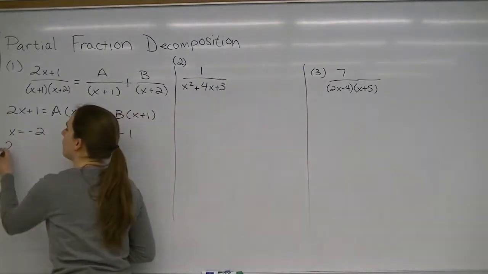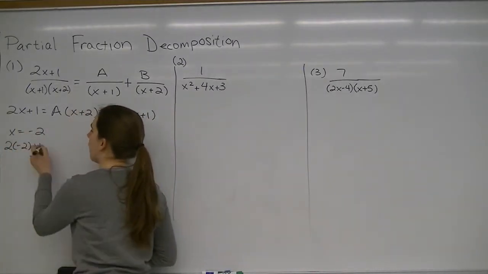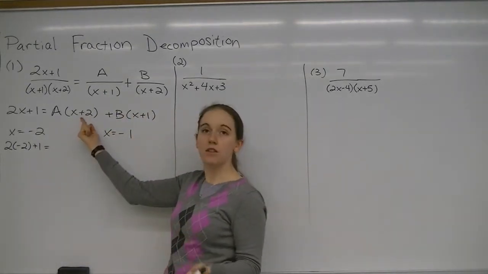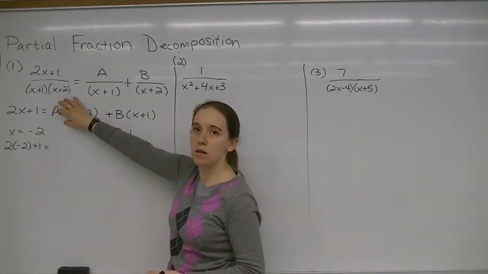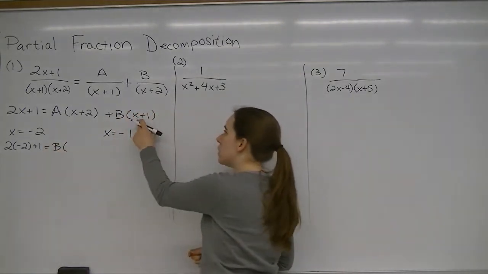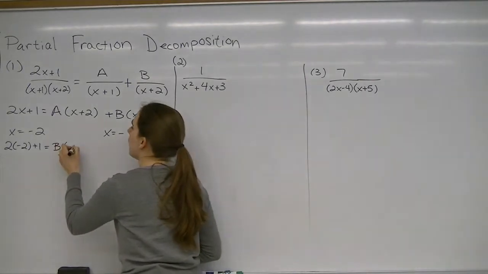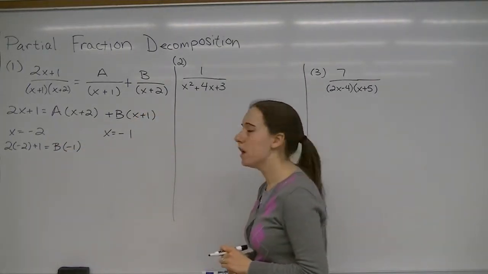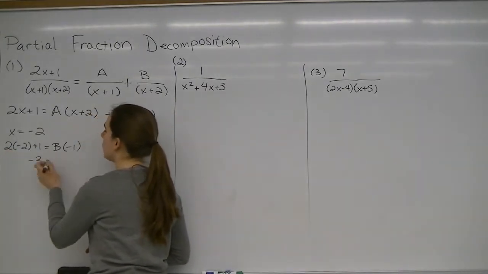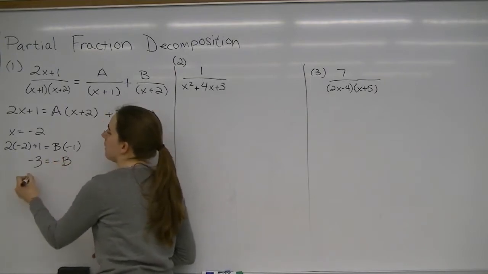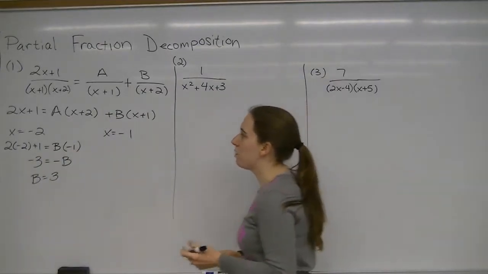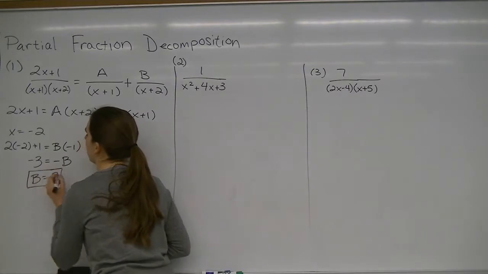So I get 2 times -2 plus 1 from the left side. Then we chose x equals -2 to make this factor 0, so we're taking A times 0, this term is going to disappear. Here I have B times -2 plus 1, so -1. So here I get -4 plus 1, that's going to be -3, that's equal to -B. Well, that implies that positive B is equal to positive 3. So there we go. We know one of our unknowns. Now all we need to find is A.